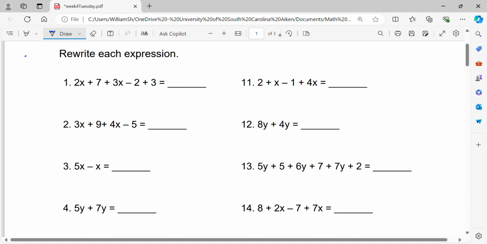Okay, now we kind of worked on combining like terms last time. This is basically just taking it to a little bit higher level here. So if I look at number 1, it says 2x plus 7 plus 3x minus 2 plus 3. Now we've got 5 different terms here, but we can't combine all these terms together into a single term. We can only combine like terms. Hopefully you remember from last time that we can combine anything that has these x's in it. These both have an x, so I can combine those two.